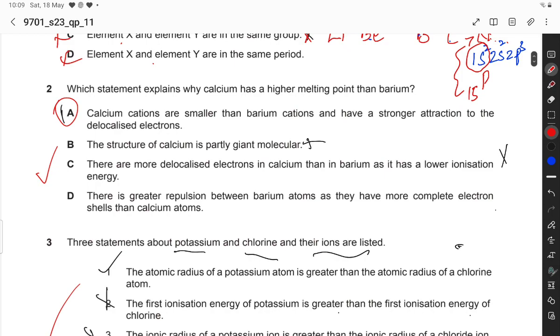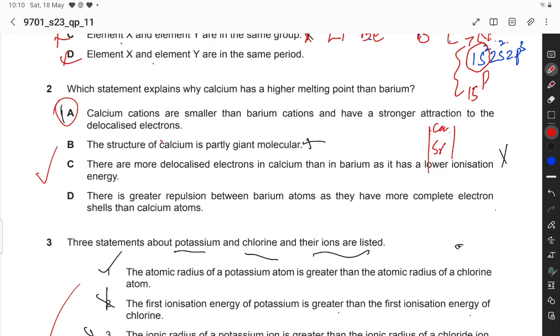Question number 2, which statement explains why calcium has higher melting point than barium? Calcium cations are smaller than barium cations and have stronger attraction to the delocalized electrons. Yes, this is correct, because calcium and barium are both present in the same group. So here is calcium, and after calcium is strontium. Calcium cations are smaller than the strontium cations and have stronger attraction to delocalized electrons.